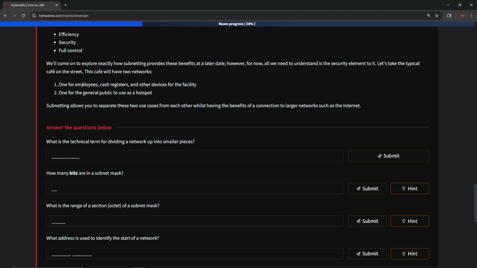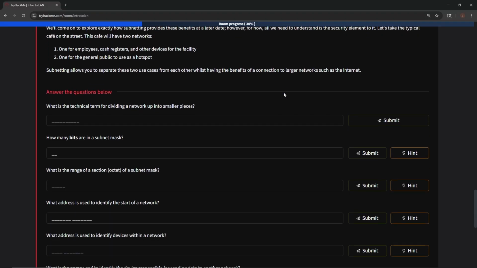Anyway, subnetting allows us to separate these two cases from each other while having the benefits of a connection to larger networks such as the internet. Gotcha. All right, so let's answer the questions below.